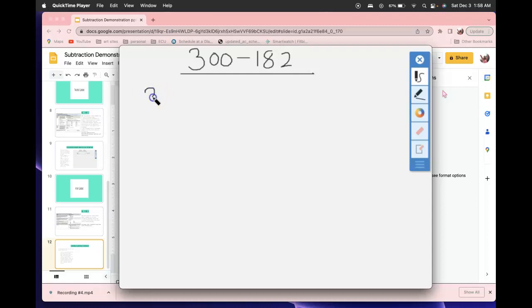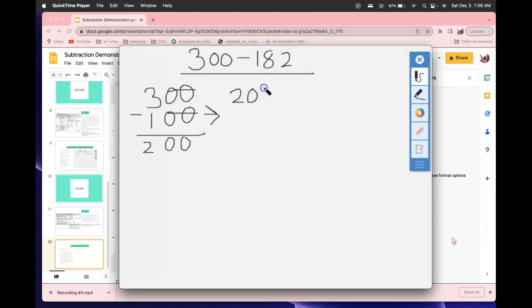So we're going to start with 300 minus 100 instead. And since the zeros are canceling out, we just go down with 200 with 3 minus 1. Cross these out. Next, we will go with 200 minus 80.